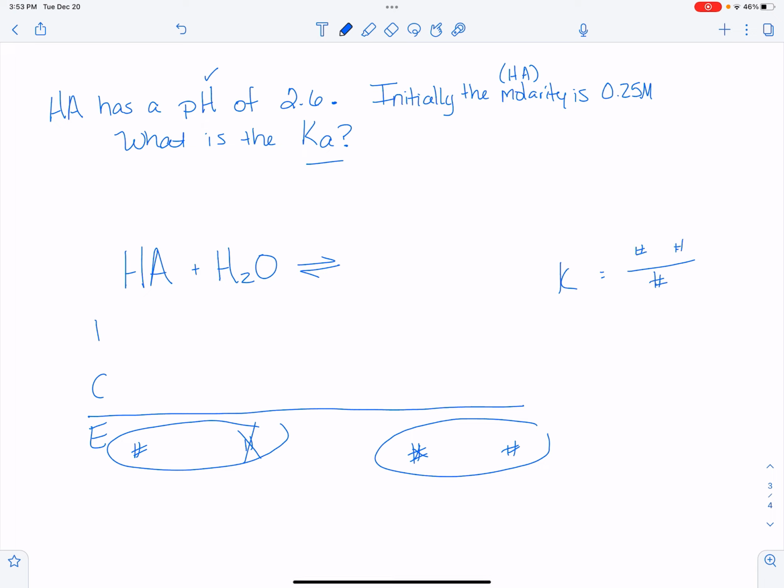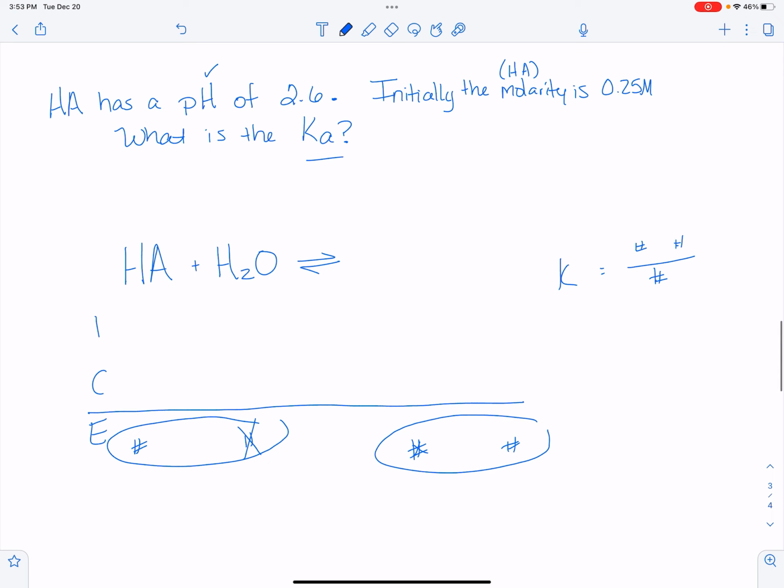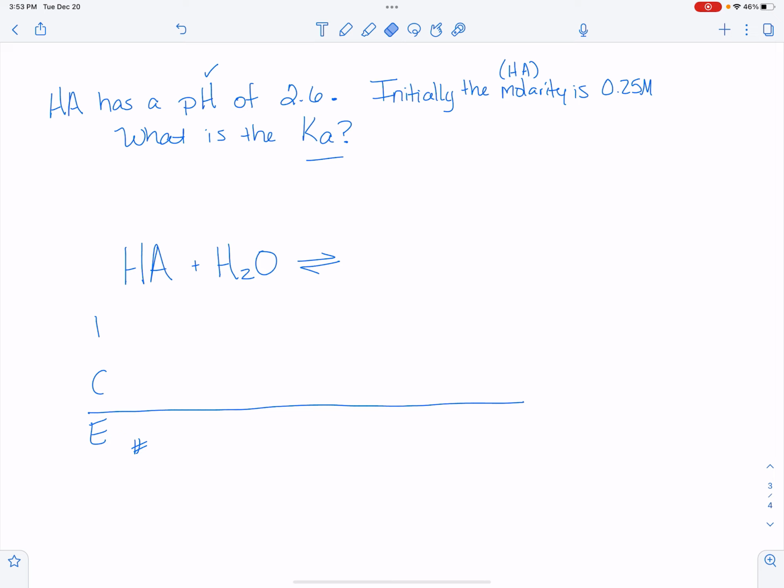It's the same idea for this one. We're going to end up being able to figure out the numbers at equilibrium, and then we'll be able to plug them into the K expression. So you've already done this. We're just now doing it with a little tiny twist. The information that's different is that instead of it just telling you, oh, this is the equilibrium concentration, it tells you the pH. pH is a sneaky way of telling you equilibrium concentration.